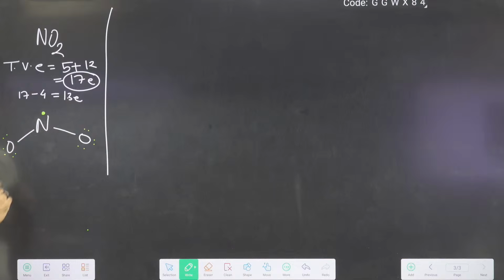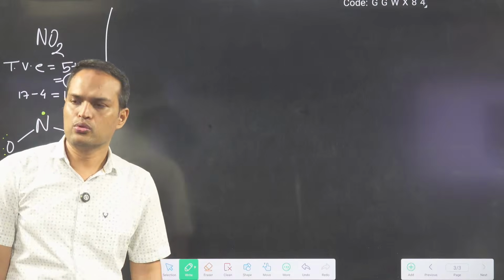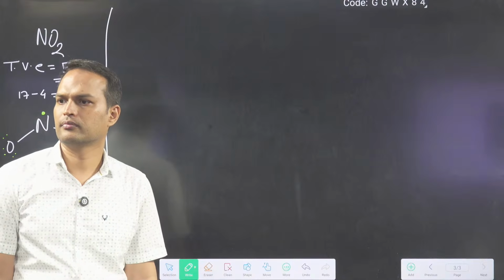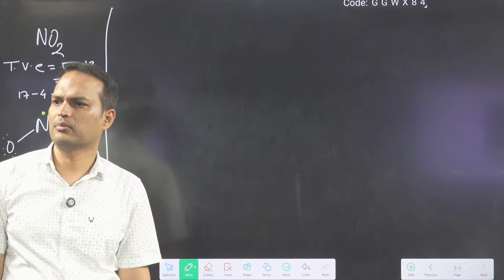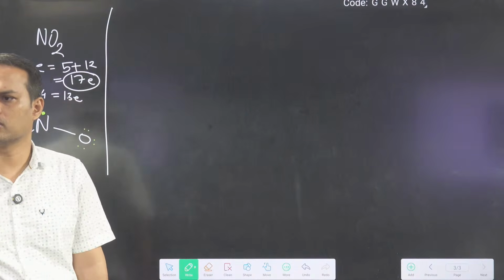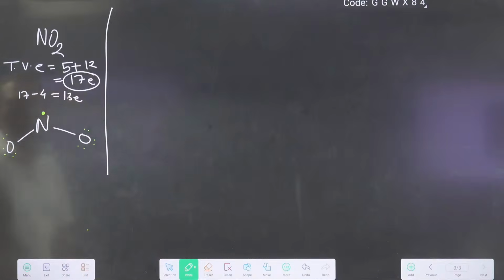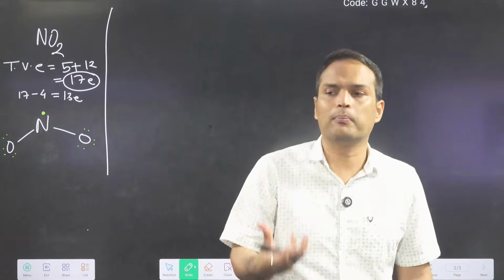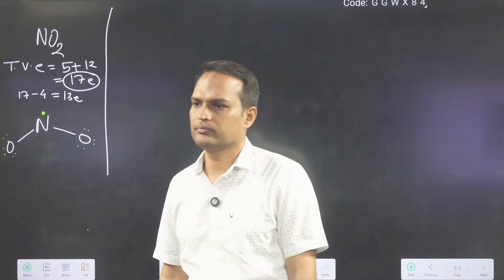2, 2, 1. Octet not completed. So we have to complete the octet also. Remaining to the central atom. Correct. Oh, you are telling the process. Very good. So octet not completed. Now you tell me how I will complete the octet. How will I try to complete the octet of the central atom?